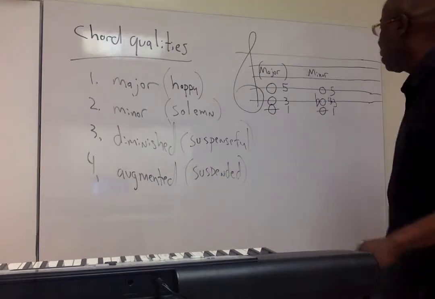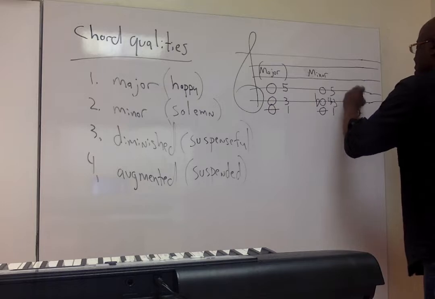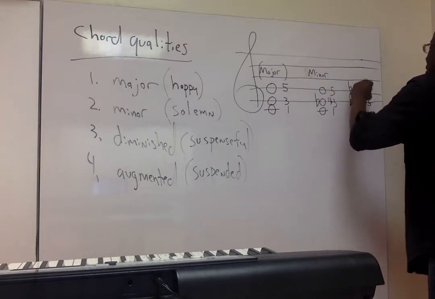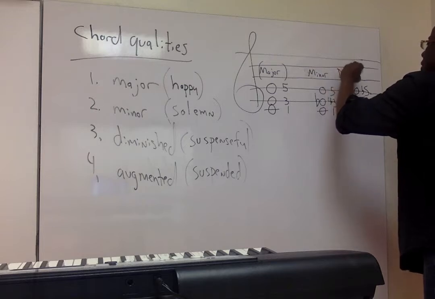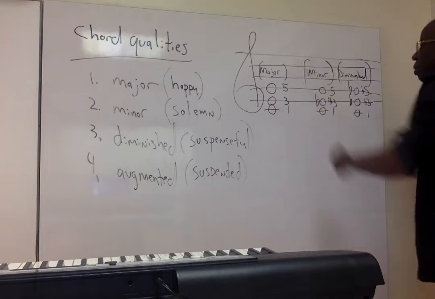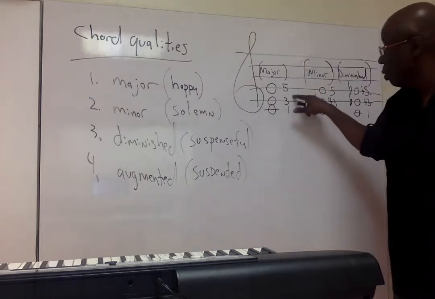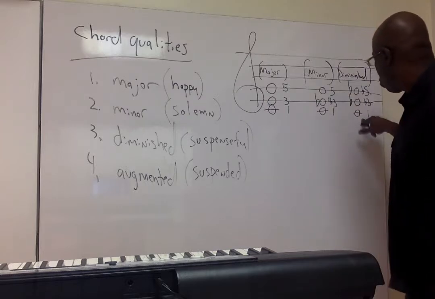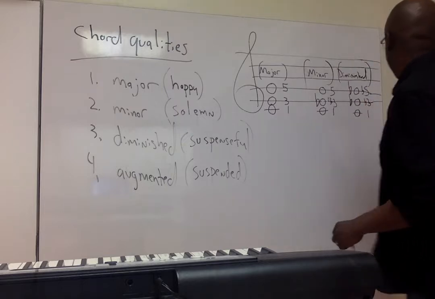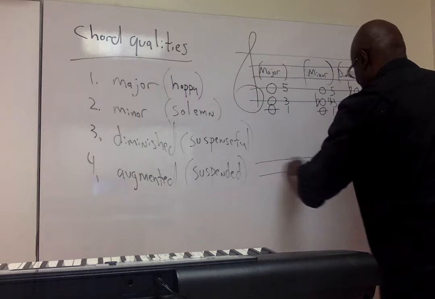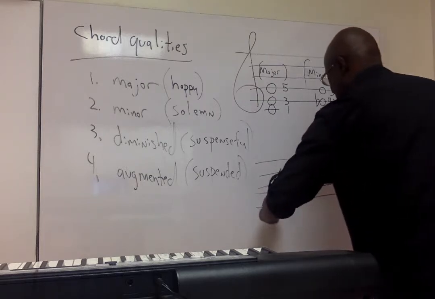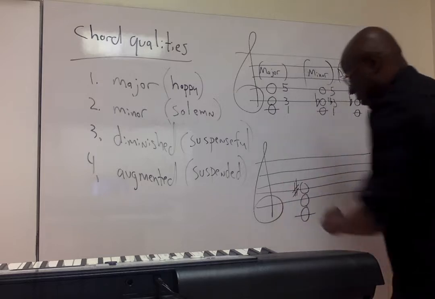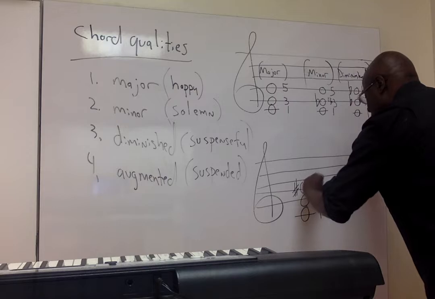Okay, now diminished. So diminished is the 1, the flat 3, and the flat 5. So this is giving you the diminished, okay? So major is 1, 3, 5. The minor is 1, flat 3, 5. And then the diminished is 1, flat 3, flat 5. And since I ran out of room, I'm going to put the augmented down here. So now the augmented is 1, 3, sharp 5. Okay? So you have 1, 3, then sharp 5.